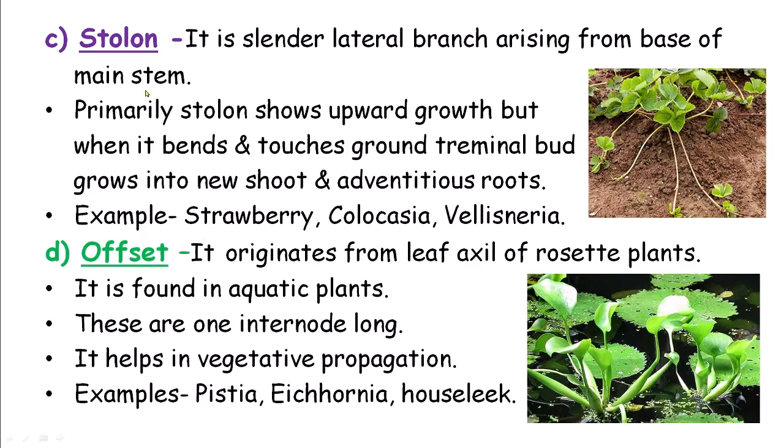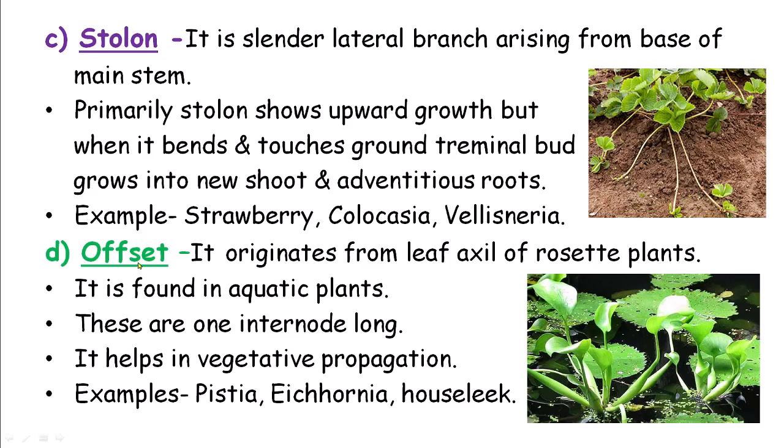Third type of the subaerial modification is the stolon. It is a slender lateral branch arising from the main stem. Primarily, the stolon shows upward growth, but when it bends and touches the ground, the terminal bud grows a new branch aerially and the roots are produced towards the soil. Examples of the stolon are the strawberry, colocasia and vallisneria.